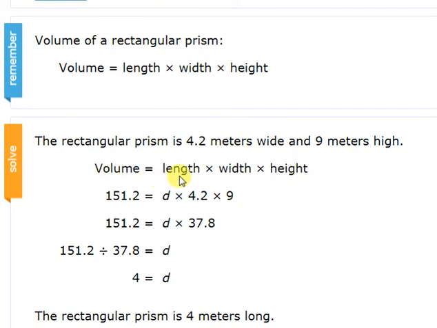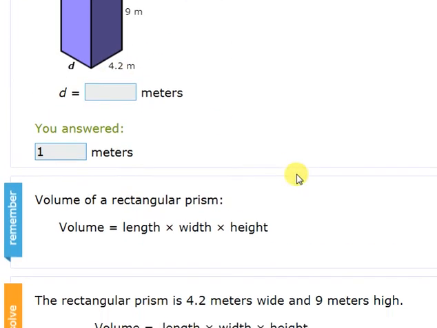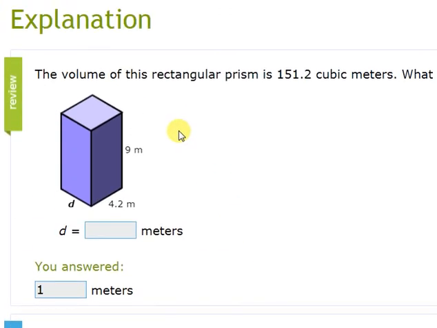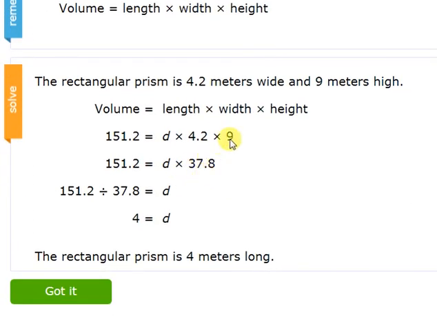Volume equals length times width times height. Now put in the values. Volume is given as 151.2, so we have replaced it with its value. The equals sign is in its place, and on the right side, since you don't know the length of the given prism, just put a variable, and you can use any variable you want. The width is 4.2, which is given, and the height is also given as 9 meters, so we have written 9 here.